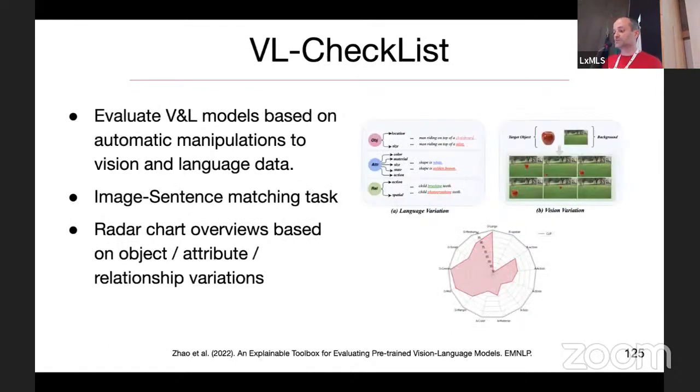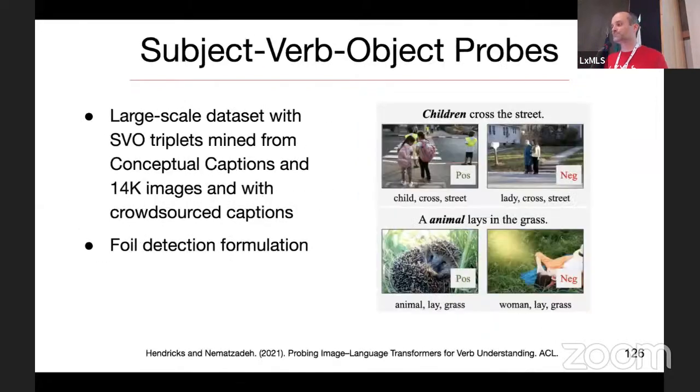There's also from 2022 this idea of a vision and language checklist based on objects, attributes, and relations, where the goal was to evaluate vision and language models where we have these automatic manipulations to the data, where you might augment the sentence data or maybe the image data, as shown on the right-hand side, and you can produce radar charts so you can see where are the strengths and the weaknesses of my different modeling approaches.